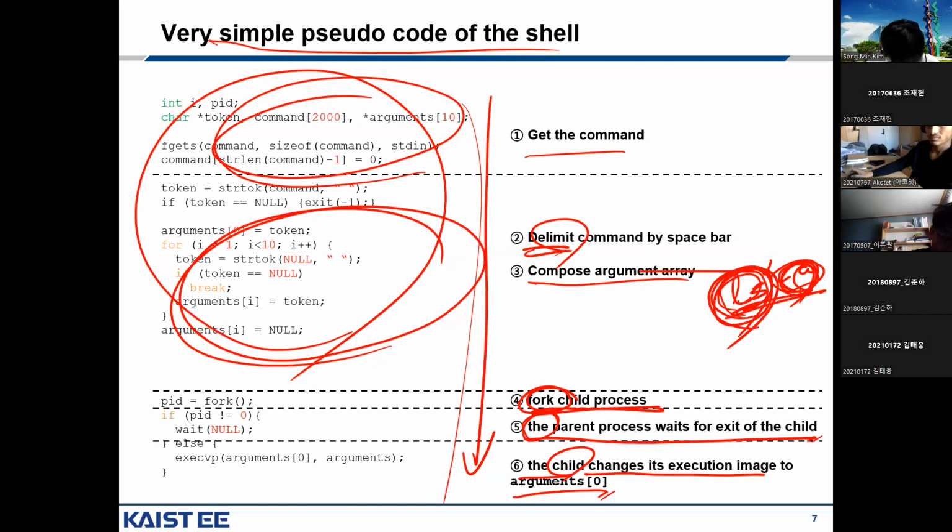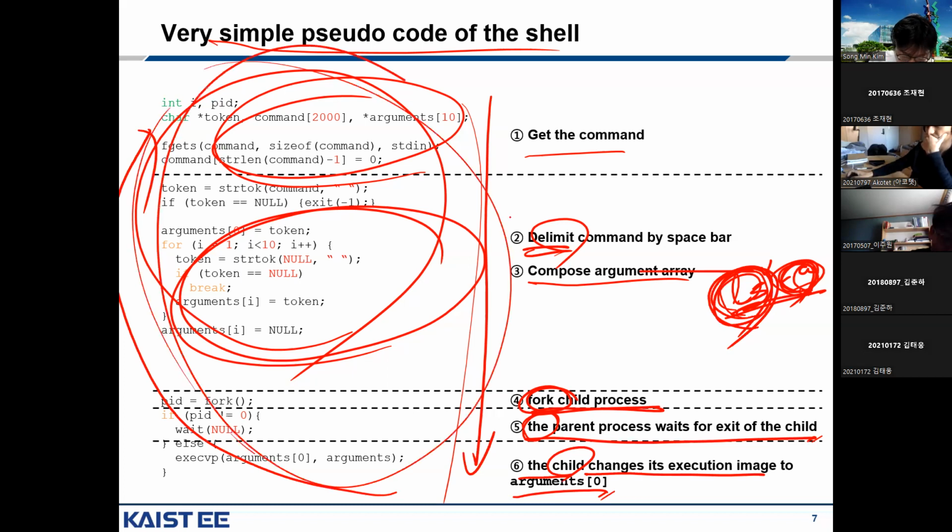And then we go back to the beginning. That's the basic workflow of a shell. It doesn't matter how complicated the shell is, it all follows this process. It gets the command, interprets the command, and then it forks, and executes the program while the parent waits. That's the whole story of the shell.